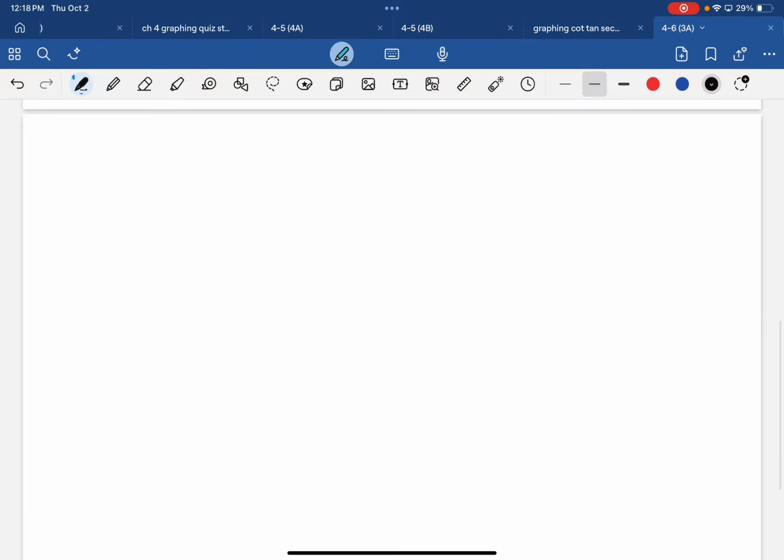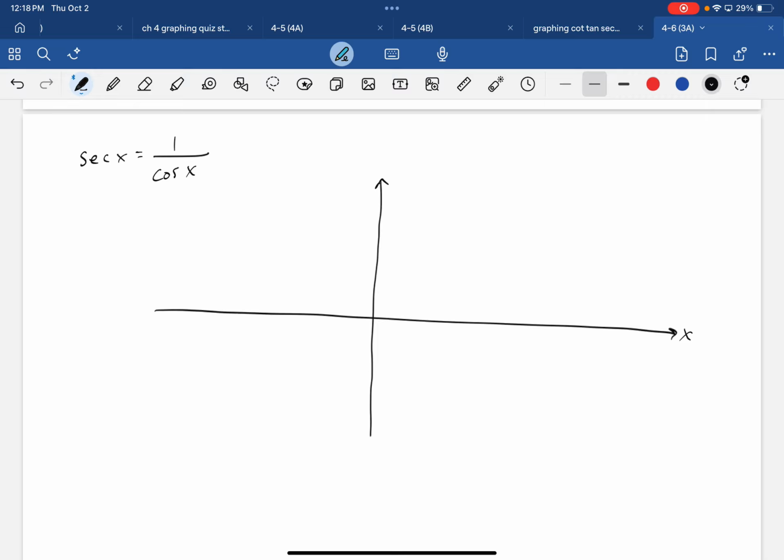Okay, secant x. Secant x is equal to 1 over cosine x. And it's going to be very similar, except all the vertical asymptotes are going to be shifted to the left. Instead of at pi, my vertical asymptote is now going to be at pi over 2, because cosine of pi over 2 is 0.